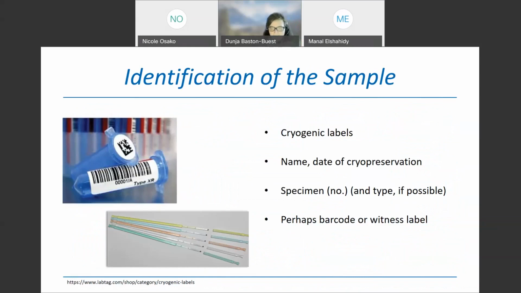Looking at the cryo labeling, there are cryogenic labels available on the market, and we should put there the name and the date of the cryopreservation and the specimen, especially the number we freeze, and if possible, if there is enough space, the type of the specimen. So if it's just MII oocytes or embryos, or perhaps differentiate into blastocysts or day 3 embryos. And perhaps you work with a witness system and you can put there a barcode or witness label.